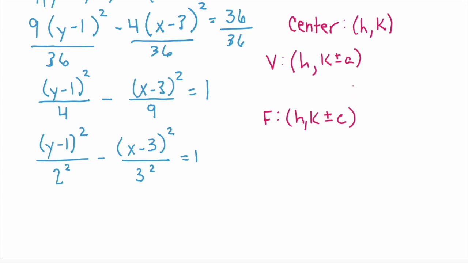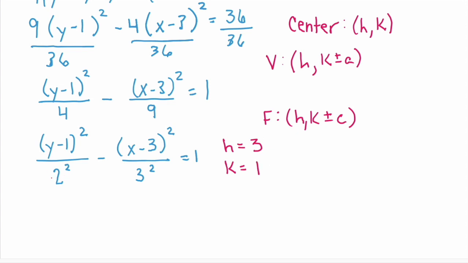Well, what do we know? We know h. h is the value of our center that corresponds with the x coordinate. So it's the value with your x variable, and it's what you're subtracting, which is 3. k is the y coordinate for your center, so it's associated with your y variable. Here that's 1.